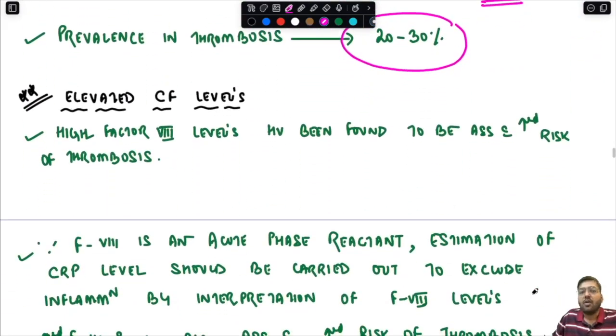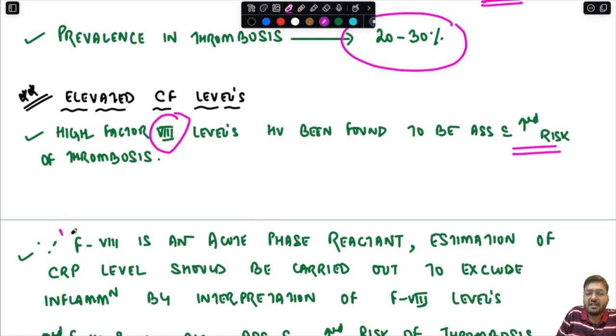Okay. Now elevated clotting factor levels. Higher factor 8 levels have been found to be associated with increased risk of thrombosis. And how do you evaluate factor 8? Again, there are clot based assays and chromogenic assays, which we will discuss in detail in the next lecture, that is in part 2.